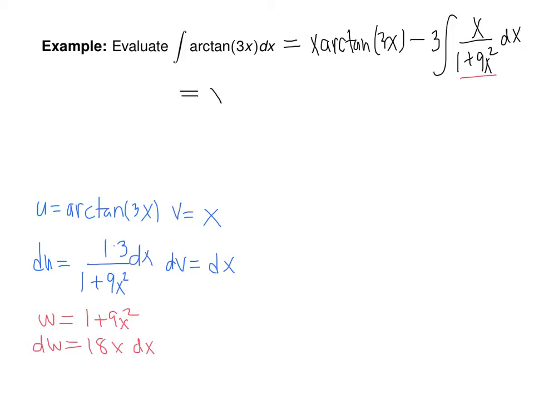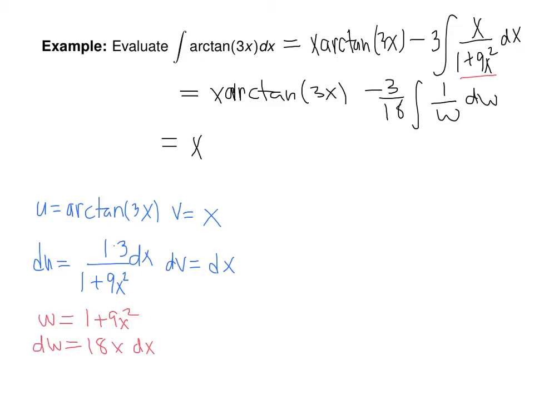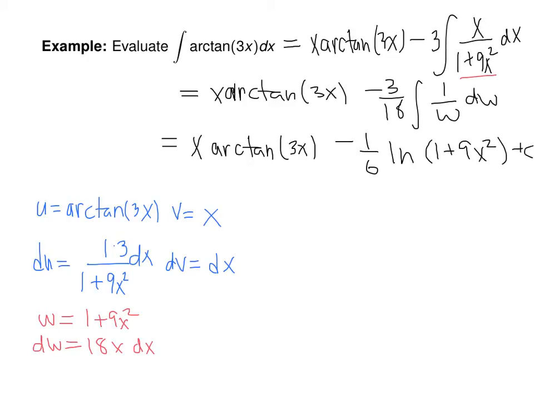So we have x arctan of 3x minus 3 over 18 integral 1 over w dw. So x arctan 3x minus 1/6 ln absolute value of w, but w is 1 plus 9x squared, so no need for the absolute value bars, plus c.